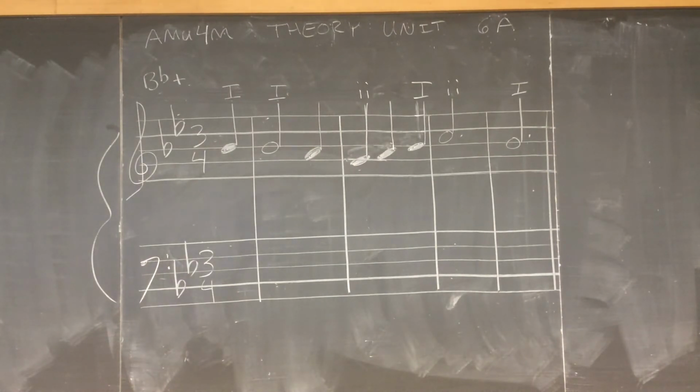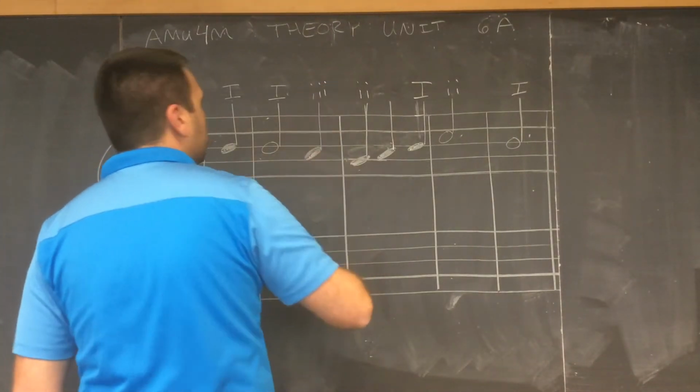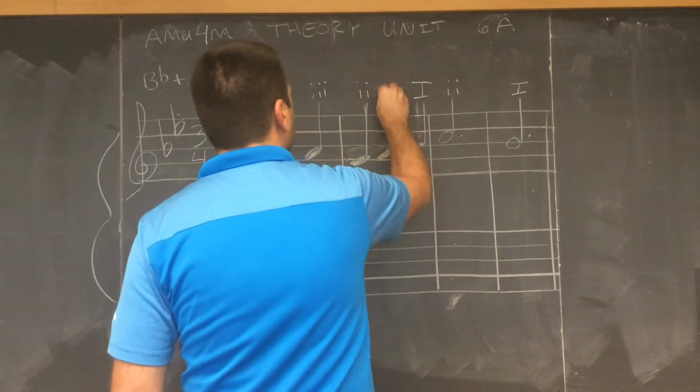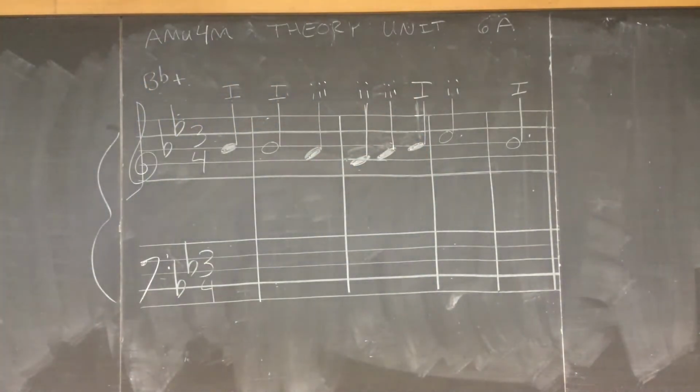Let's go on to the 3, or the mediant rather. So in B flat, the mediant is based on the note D. So D, F, and A could be that chord. Here's an A, so we could have the mediant chord there, and we've got another A here, so we could do it there as well. So on my first run through this melody, you can see I have one potential triad for each of these notes already indicated here.